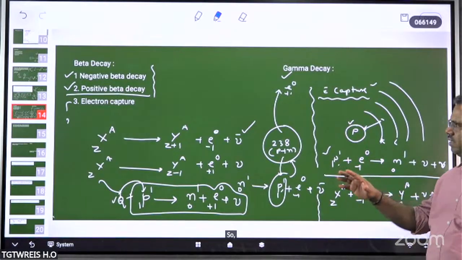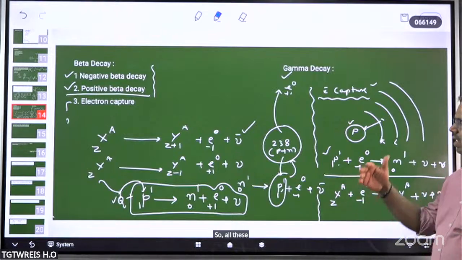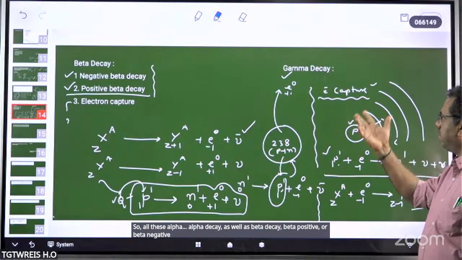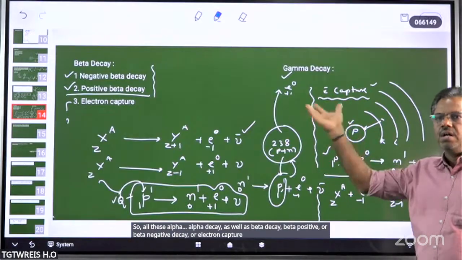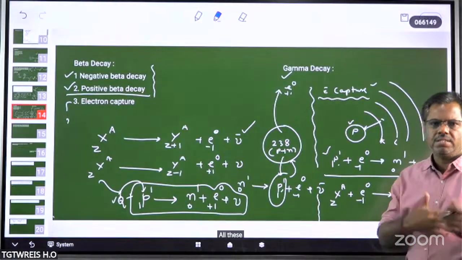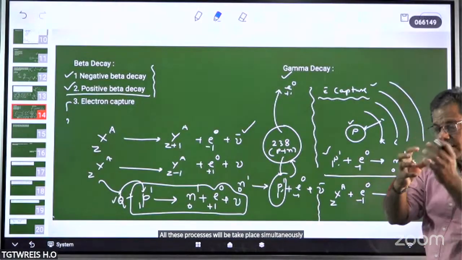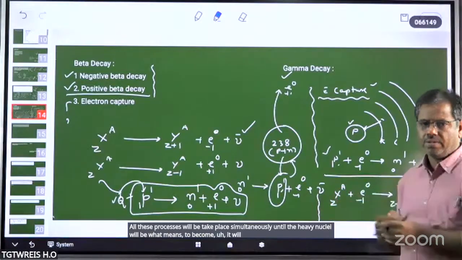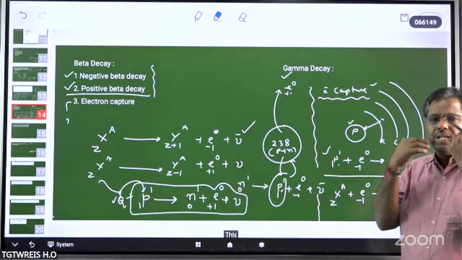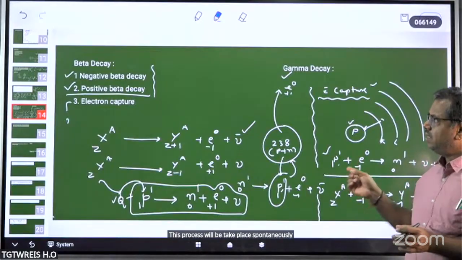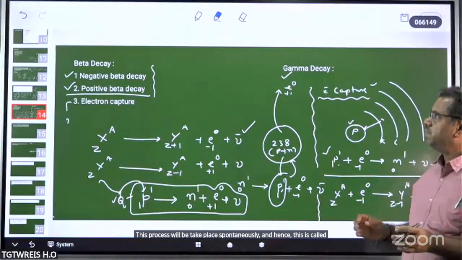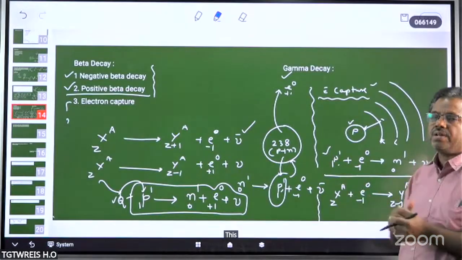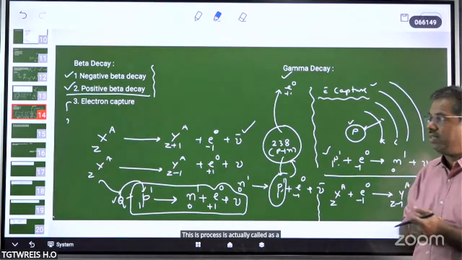So all these alpha decay as well as beta decay, beta positive or beta negative decay, or electron capture or gamma decay, all these processes will take place simultaneously until that heavy nucleus becomes stable. This process takes place spontaneously, and hence this is called a spontaneous disintegration of a nucleus. This process is actually called radioactive decay.